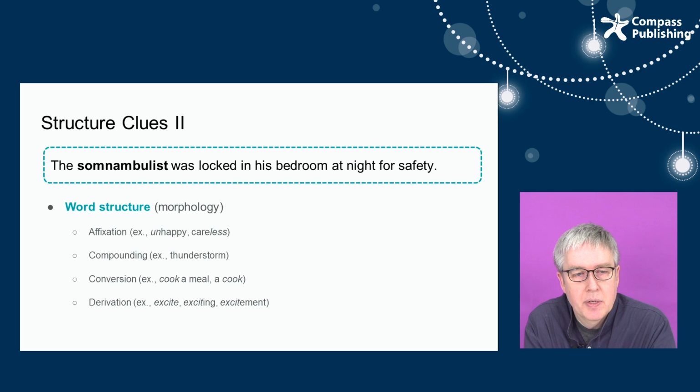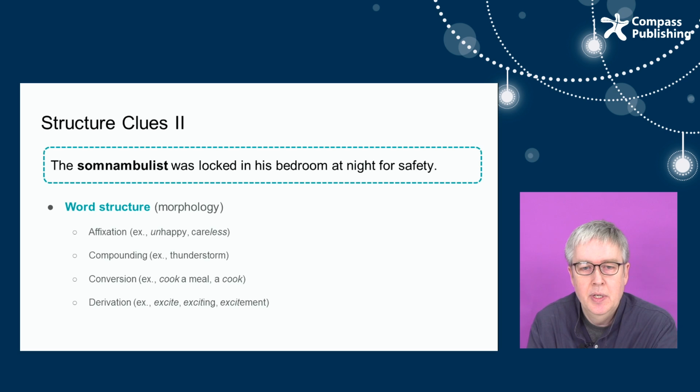You can also use compounding. So for example, thunderstorm. Thunderstorm means a storm with thunder. Bus stop means the place where the bus stops. So compounding can also be part of the word structure that gives clues. Also conversion. We talked about flock before, right? Flock as a verb, flock as a noun. They can kind of reinforce the meaning of each other.